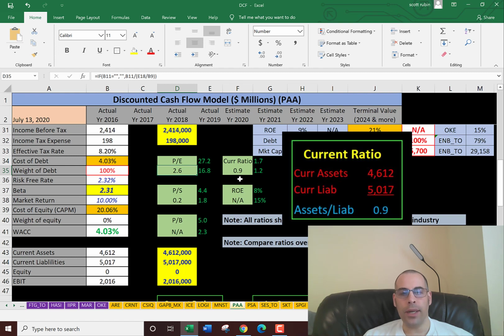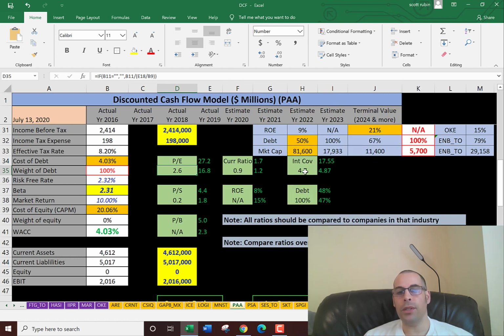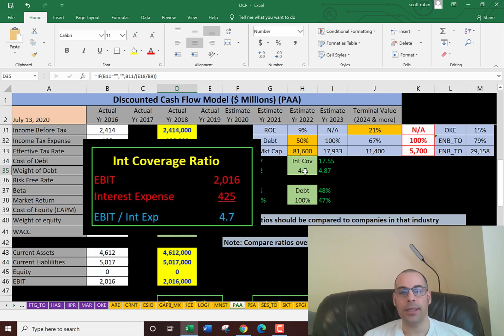They have a 0.9 current ratio, which isn't good. They can't cover the current liabilities, and they're 100% debt. So that's a little concerning. But they can cover their interest payments almost 5 times, so that's a good sign. Interest coverage ratio is EBIT over interest expense, and their EBIT, earnings before interest and taxes, is $2 billion, and the interest expense is $200 million. So they can easily cover their interest payments. So that's really good. Their business is operating healthy enough to cover their costs and their interest payments.